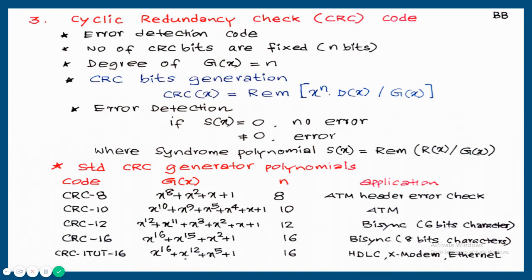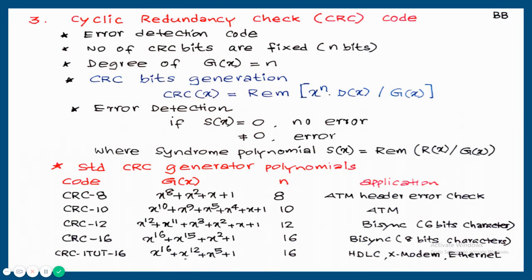That is called BiSync. There each character consists of 6 bits. So the length is always multiples of 6 bits. And here 12-bit CRC is generated. Next one is CRC16. That is again used for binary synchronous communication protocol, that is BiSync, but for 8-bit characters, that is bytes are used there for transmission.